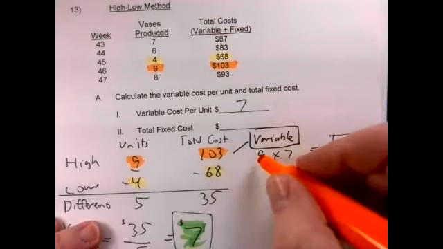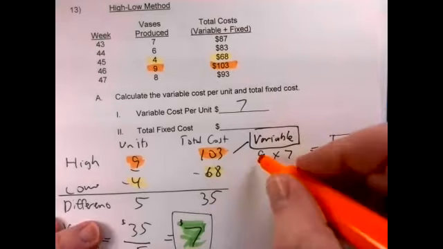And we can do the same thing for this one. And again, you don't have to do both. But if you do it and you're not sure if you did it right, you can always check your answer. Okay, so this would be 4 times 7 equals 28. And so the fixed would be the 68, which is variable and fixed, minus the variable, equal just the fixed.